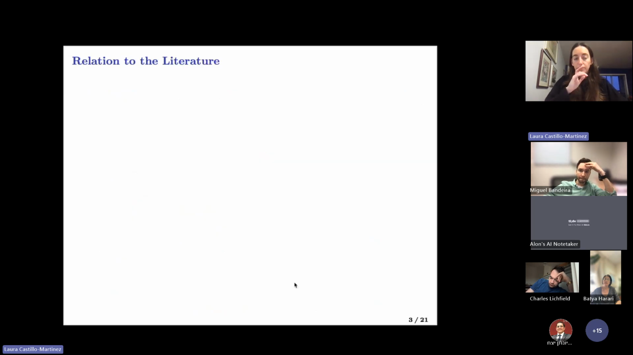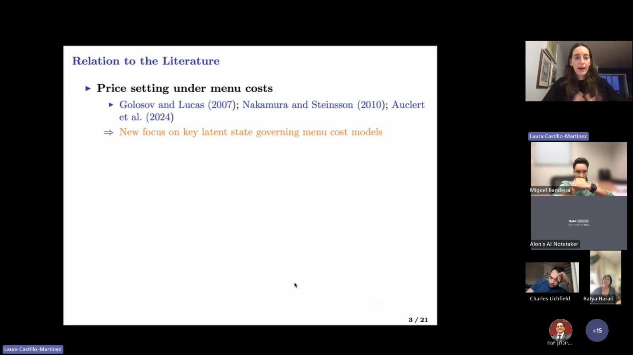So in terms of where we fit relative to the literature, I think the paper contributes in 4 different strands. The first one, there's a bunch of different papers that have been looking at price setting under menu costs. I could list an infinitely long list of papers, just a couple of them, Golosov and Lucas, Nakamura and Steinsson, probably the most canonical at this point. I'm also looking at Auclert et al. because that's going to be the version of the simple menu cost that we're going to be using.